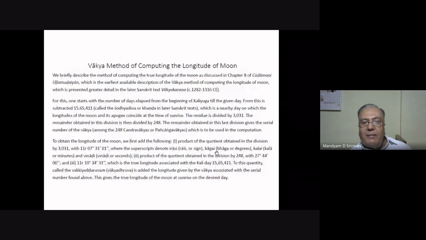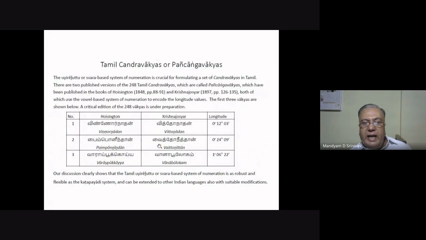So now you see the Tamil Chandravakyas. There are 248 of them. They are called Panchanga Vakyas. Hoisington's book separately gives it, but that is not in relation to Chudamani Ullamudiyan. Krishna Joshi is also writing a general book on the Vakya system. But the set of Chandravakyas given in Hoisington's book is different from the set of Vakyas given in Krishna Joshi's book. But both of them denote the same number. So you have 248 Chandravakyas, two different versions of it. One is in Hoisington's book, one is in Krishna Joshi's book.